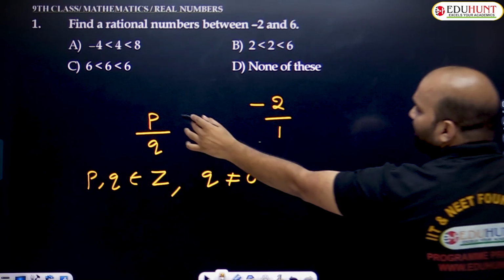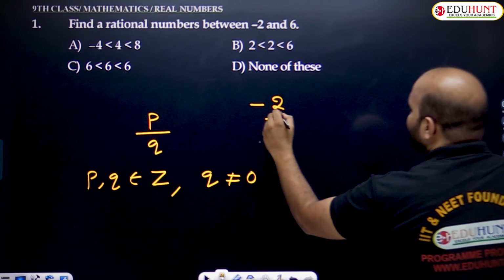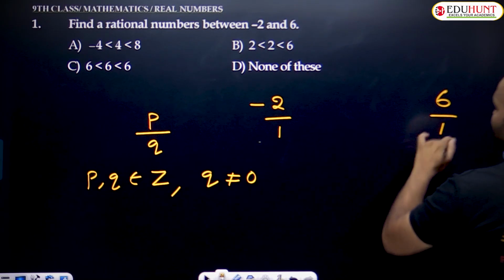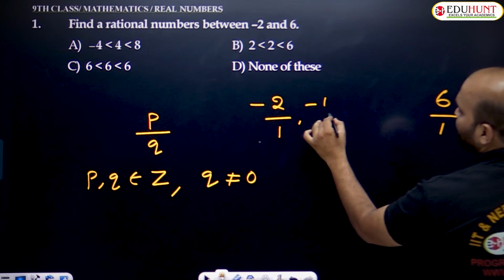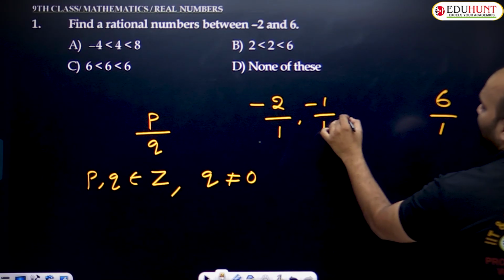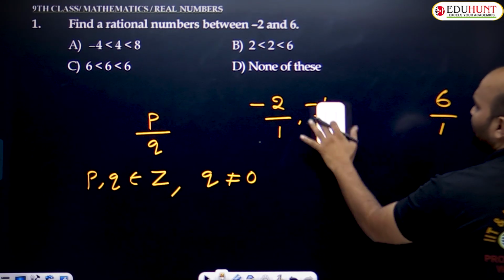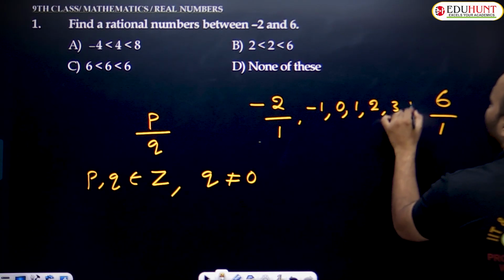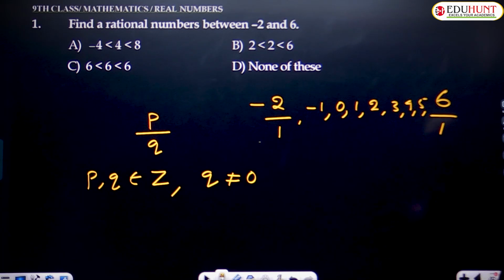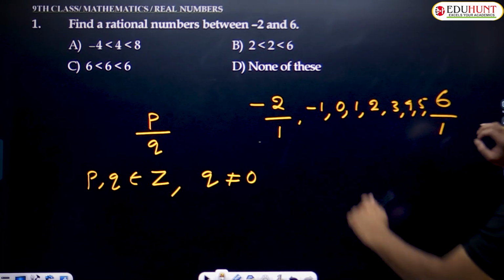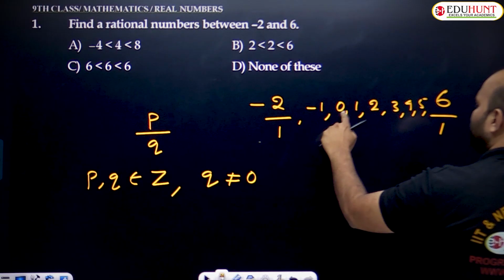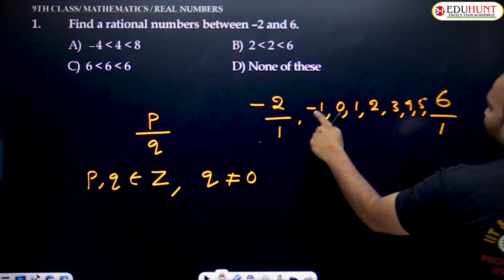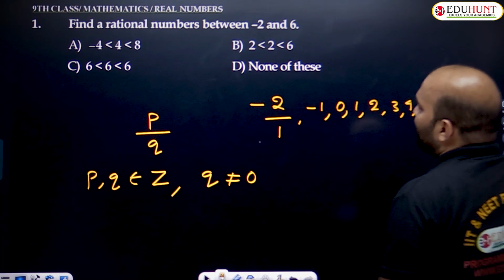So it can be written in p by q formation. Between -2/1 and 6/1, which numbers are there? -1/1, next 0, then 1, 2, 3, 4, 5 and 6. So which numbers are between -2 and 6? -1, 0, 1, 2, 3, 4, 5. These particular 7 numbers, -1 to 5, are between -2 and 6.